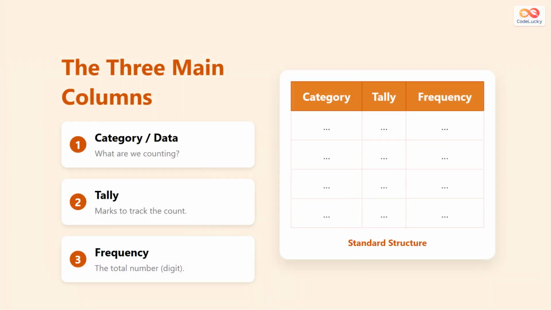A standard frequency table has three main columns. First, the category column, which lists the distinct items we are counting. Second, the tally column, where we make marks as we count. And third, the frequency column, where we write the final number total.